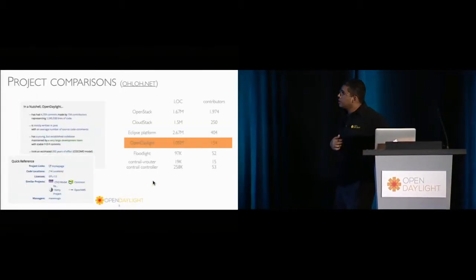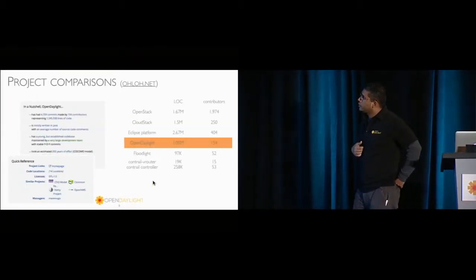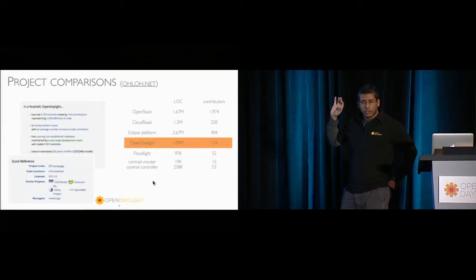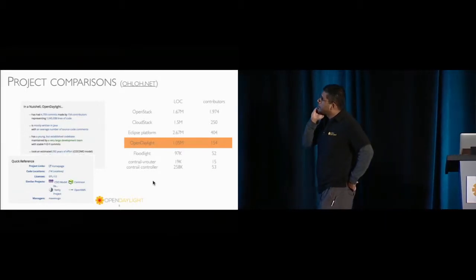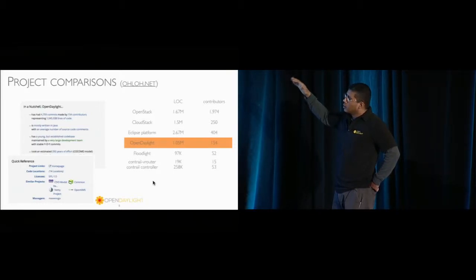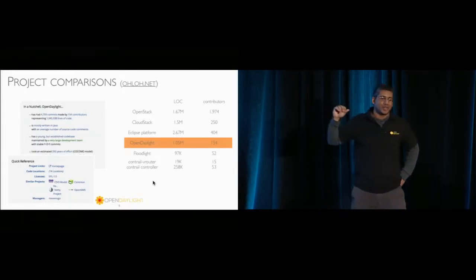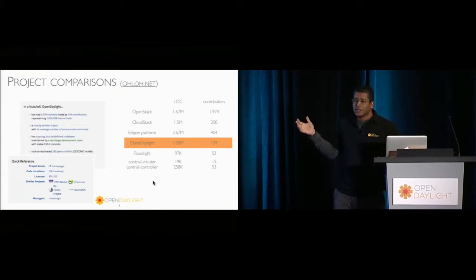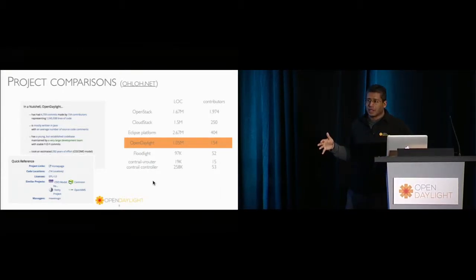Now, the other interesting thing to look at from a code perspective is, how does OpenDaylight stack up to other projects? If you take a look at some other large open source projects that generate a lot of interest in our community, many of us work, for example, in the OpenStack community as well. There's talks going on related to OpenStack now. So OpenStack is a huge project by any measure, right? Almost 1.7 million lines of code, nearly 2,000 contributors.